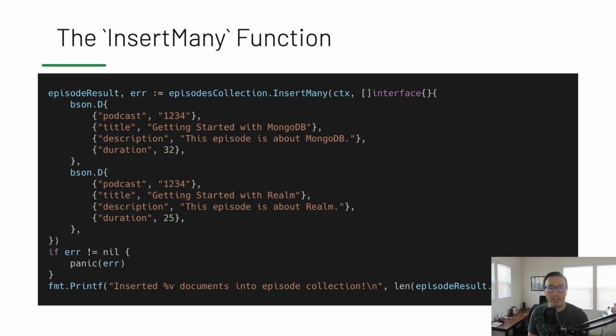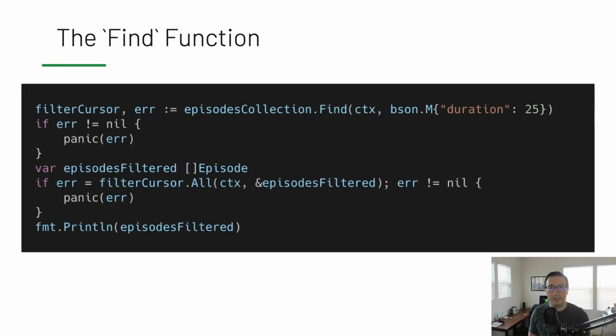Now that we have the create done for CRUD, let's take a look at the retrieve, so the find. Find is going to return many rather than one. There's also a find one. But in this case, let's say that we want to use episodes collection.find. We provide the context, and then we provide bson.M, so a map, and this is our filter. By default, if we provide nothing inside of our filter, it's going to return everything that exists in that collection, just like what we saw when it came to listing the database names.